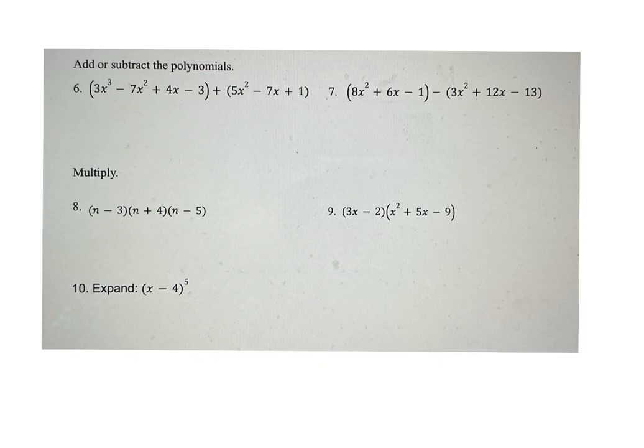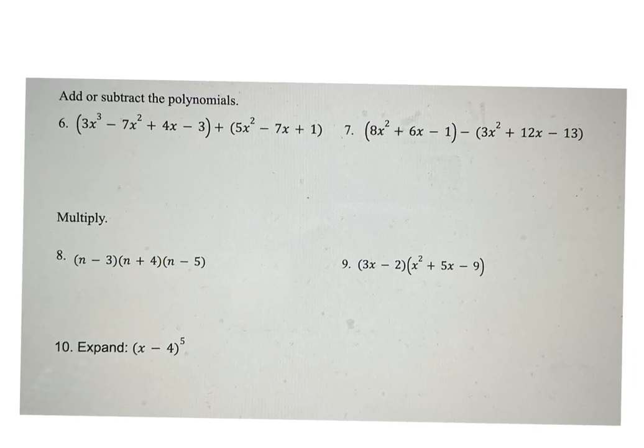Number 6 and 7, add and subtract the polynomials. When we did addition this week, we just kind of added straight across. So there's not anything to add the 3x cubed to, so I'm just going to bring it down. The x squareds, I'm just going to add those up. That's negative 2x squared. Have a 4x and a negative 7x. That's a minus 3x. And of course, I got at the end a negative 3 and a plus 1. That's negative 2.